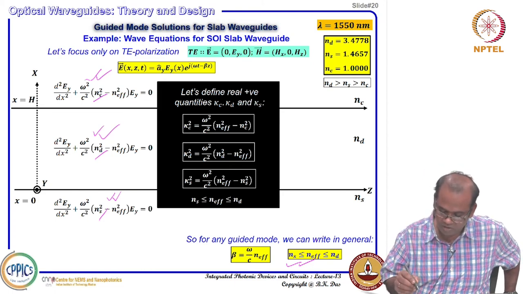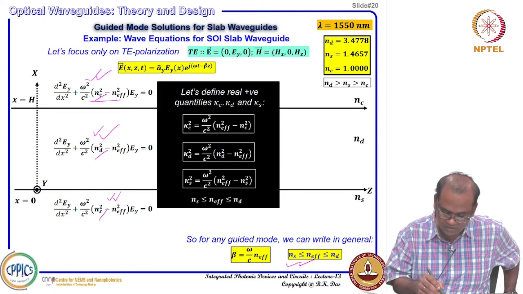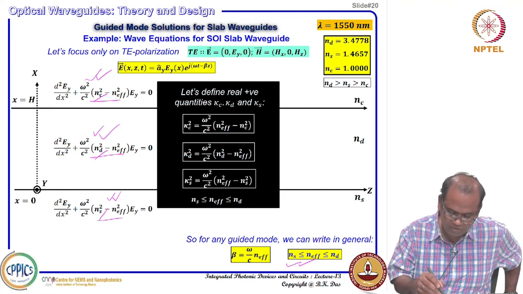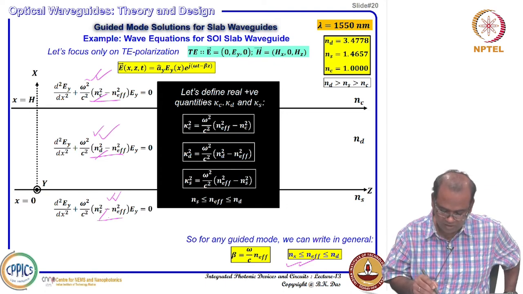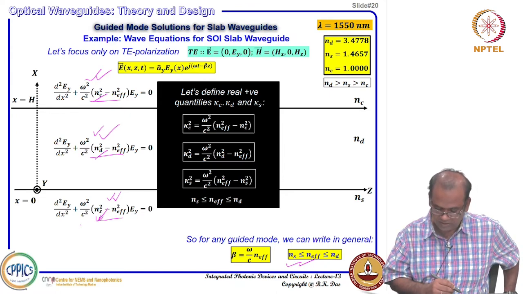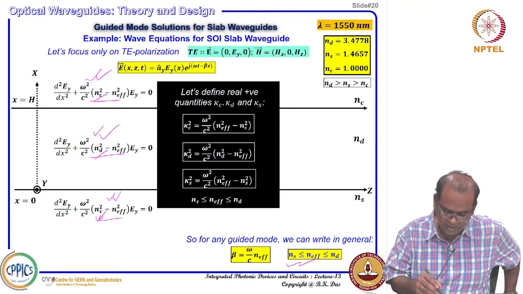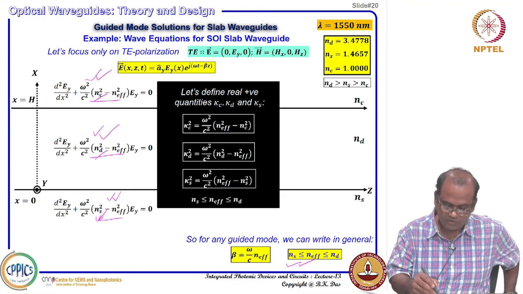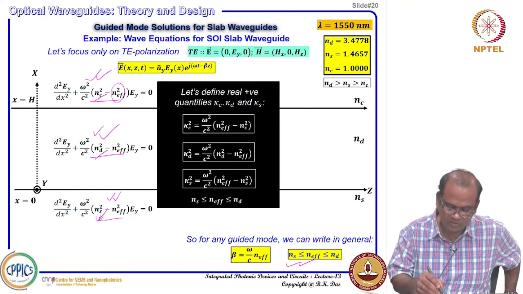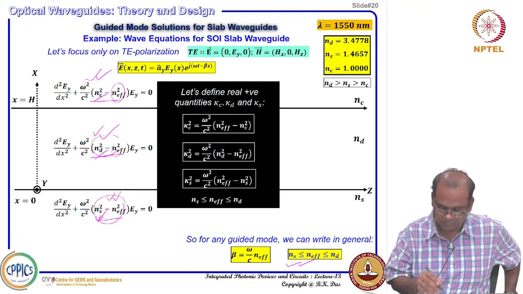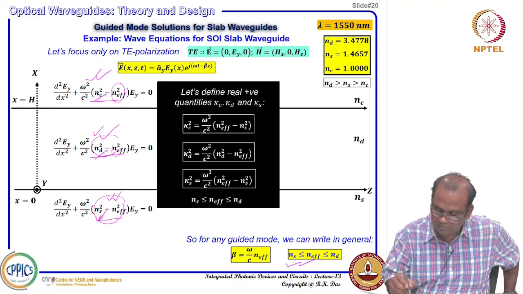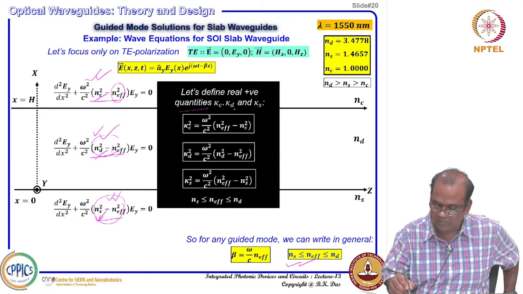If I compare n effective with respect to n c, n d and n s: we know that n effective is greater than n s, n effective is less than n d, and n effective is greater than n c. So where n effective is greater than the index, that value is negative. But where n effective is less than n d, this is positive. So we define positive real quantities kappa c, kappa d, kappa s.